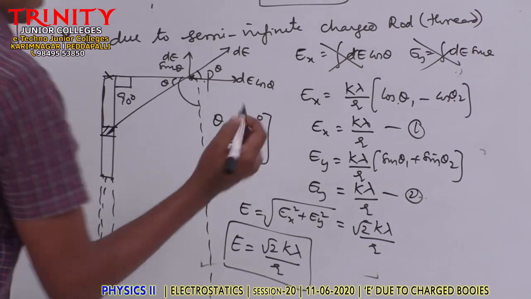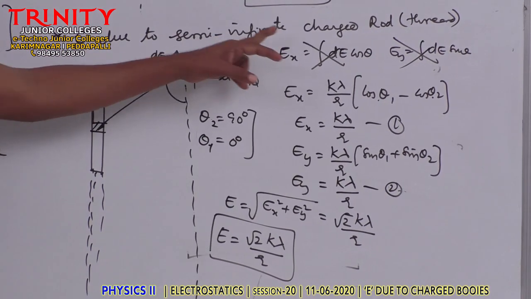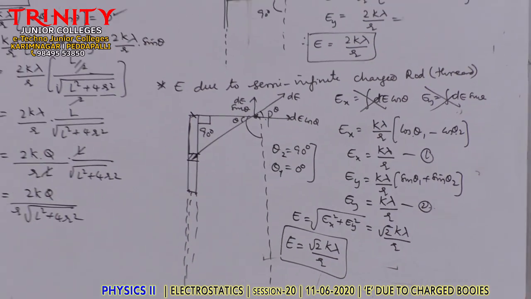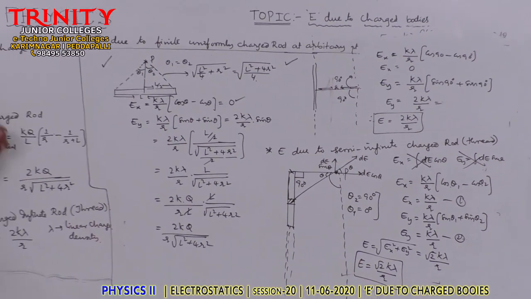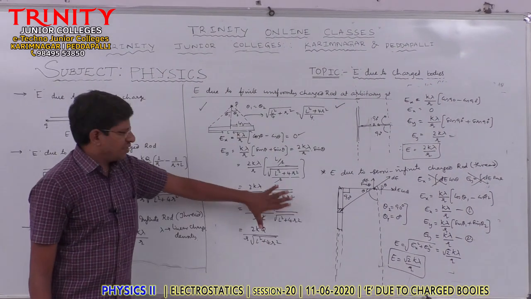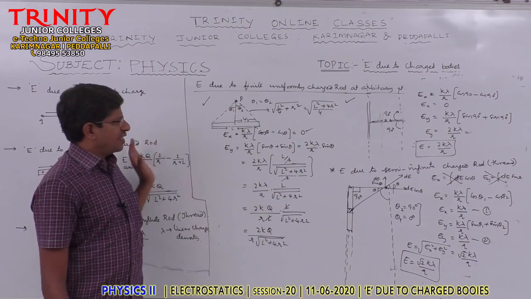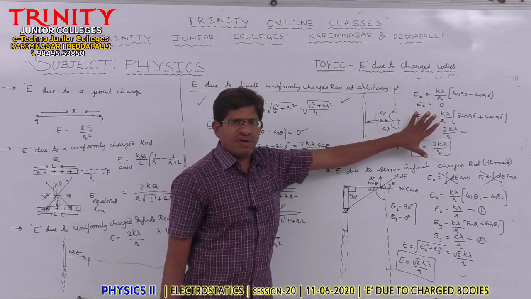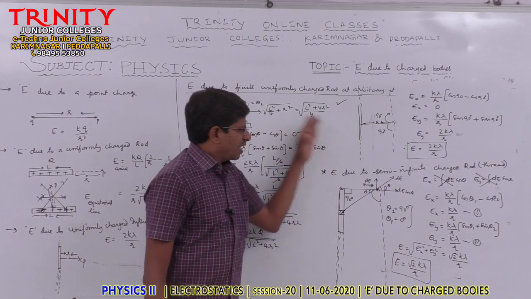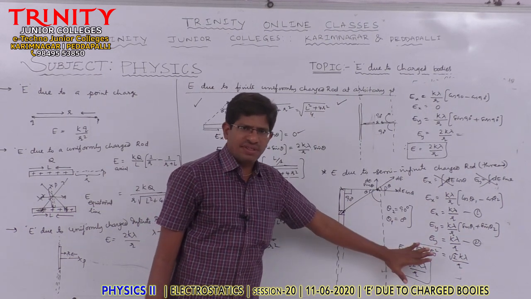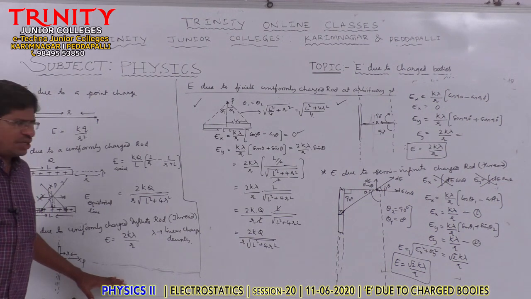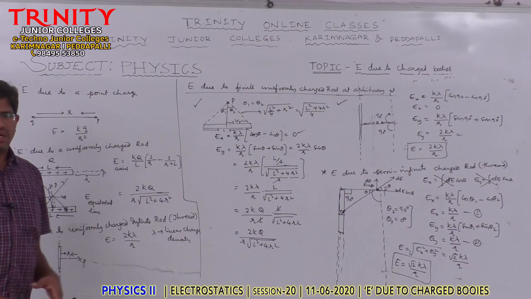This is due to a semi-infinite charged rod. This is one more derivation, one more formula you can write under the synopsis. The other two were verifications of what we already derived, but this is a new derivation. With the help of the previous result, we got the answer. Therefore, you need to write it under the synopsis here. Now, let us move on to the other one.